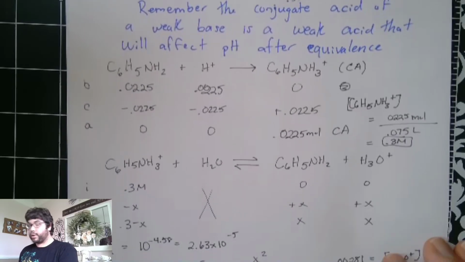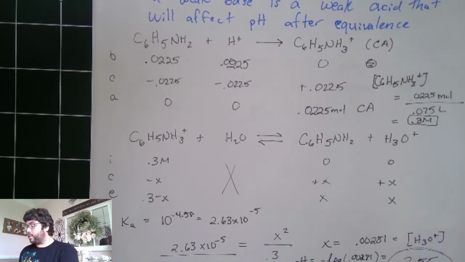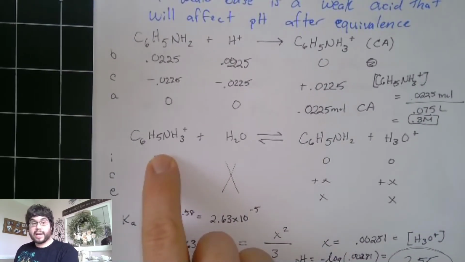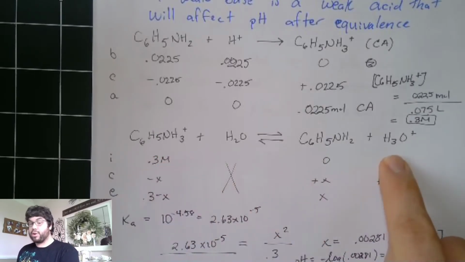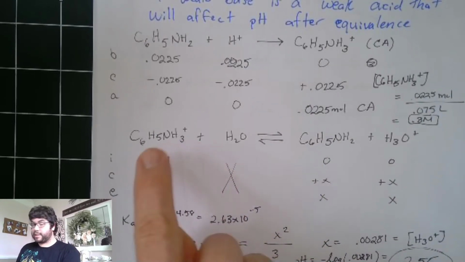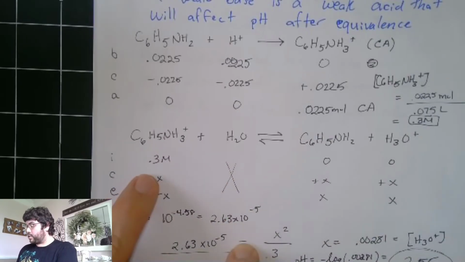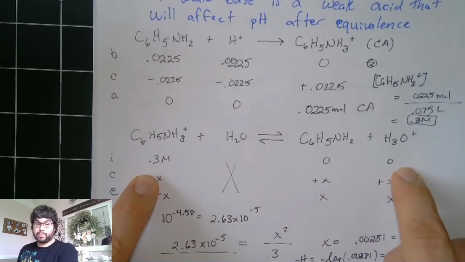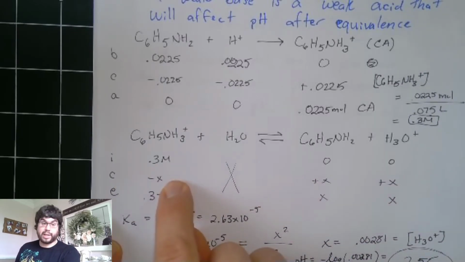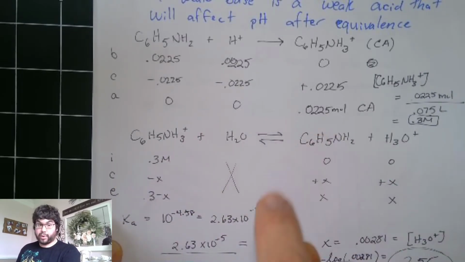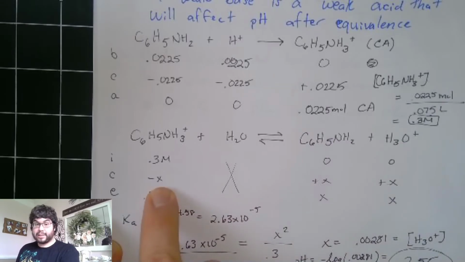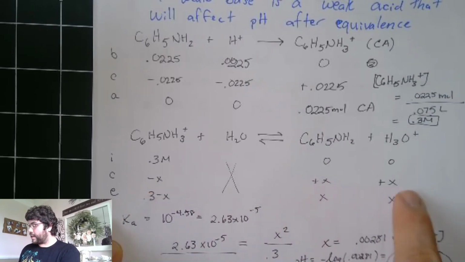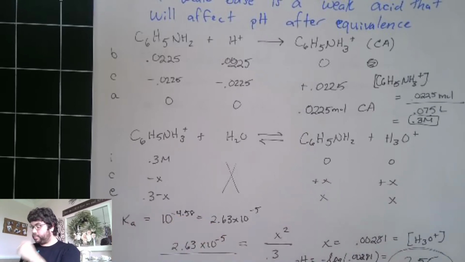So therefore, we're going to move on to a new equilibrium reaction between the conjugate acid and water to figure out how much H3O plus is produced by the conjugate acid reacting with water. So we start at 0.3. We have no more of that aniline present. We have no H3O plus present. Well, we do technically, but it's not involved in this reaction right now. So minus x of the conjugate acid, plus x of each of our products. So we do our basic equilibrium setup here.